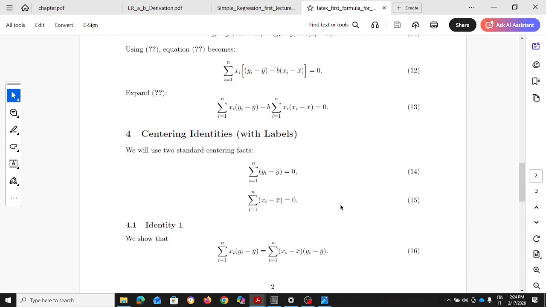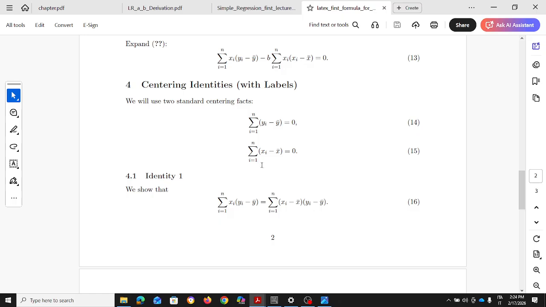Now remember this key identity. We have the sum of yi minus y bar, or in the second case xi minus x bar. Both of these things are equal to 0. Why? Because we have the regression line, so we have some positive errors, we have some negative errors. So if we sum the positive and the negative error, it gives us 0. So this is because of that.